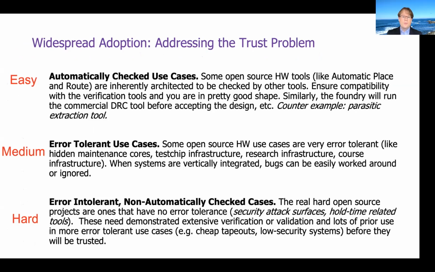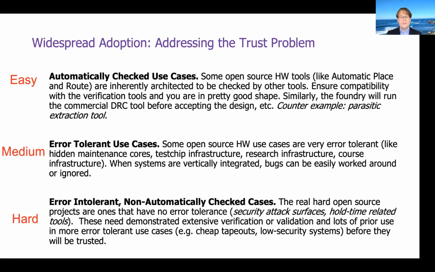So in terms of widespread adoption, I've been thinking about a taxonomy of what factors make things easier or hard for people to adopt. I think the easiest case is when the use of the hardware component or tool is already checked by other tools. The great example of this is automatic place and route. You run the APR tool, but then there are all these other checker tools that confirm that the APR tool did the right thing. And so as long as you make your APR tool compatible with all those things, then you have a pretty good story for having people trust your tool.